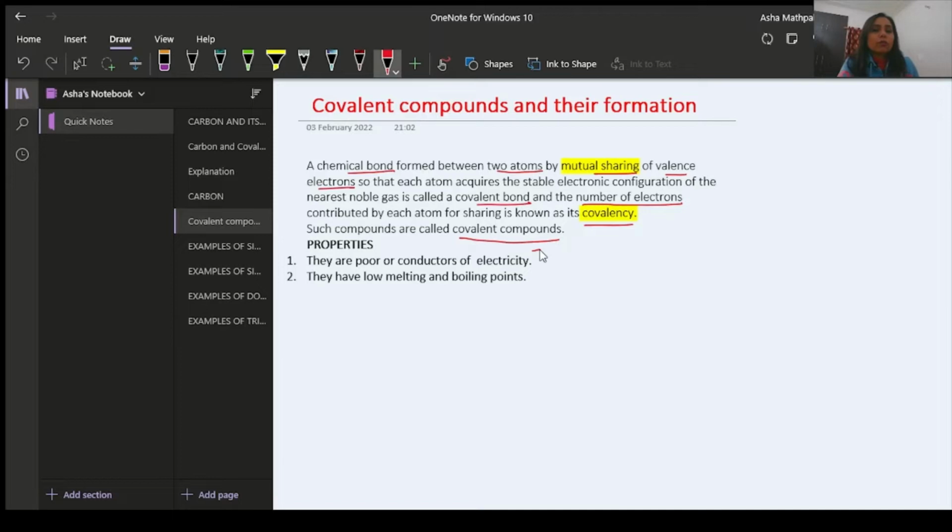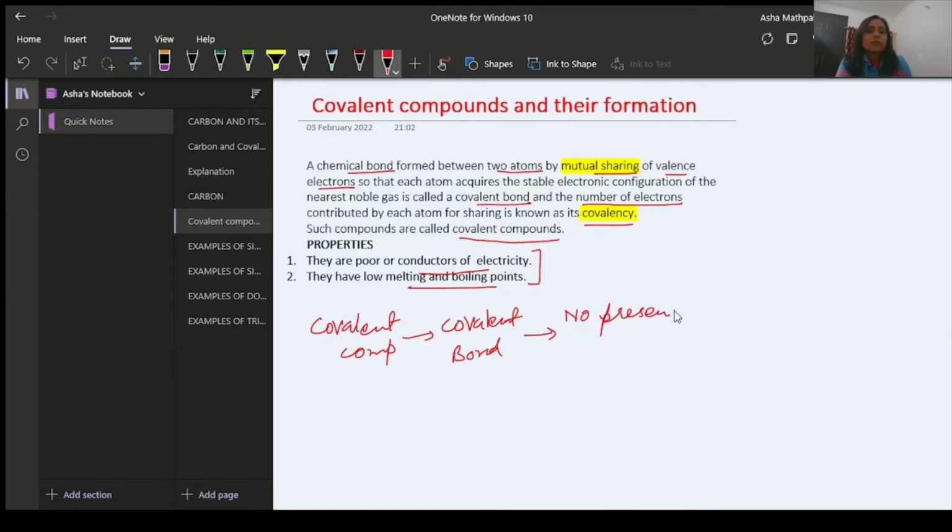Now the properties of the covalent compounds: they are poor conductors of electricity, they have low melting and boiling point. Why so? See, if it is a covalent compound, then it means they are formed by covalent bonds. And if it is a covalent bond, it means there is no presence of ions.